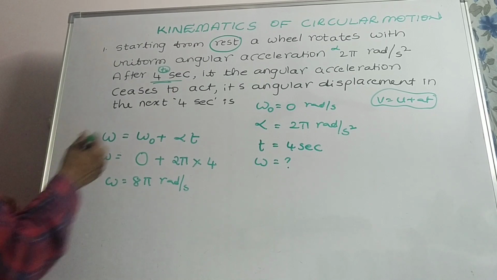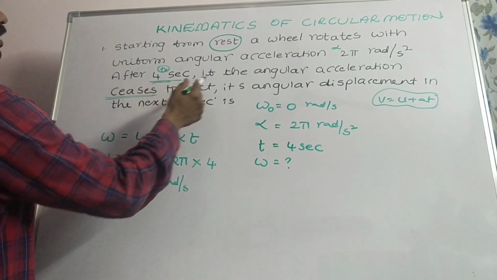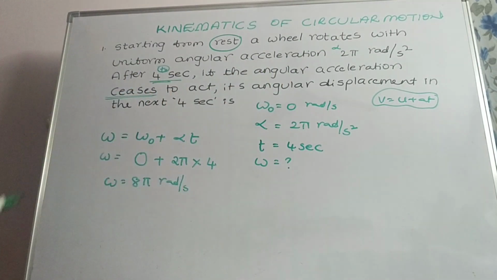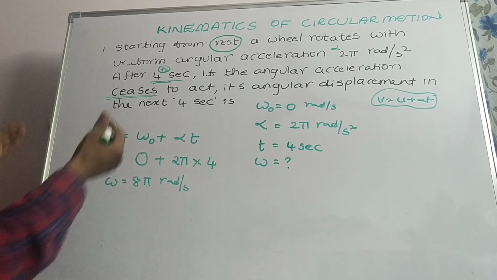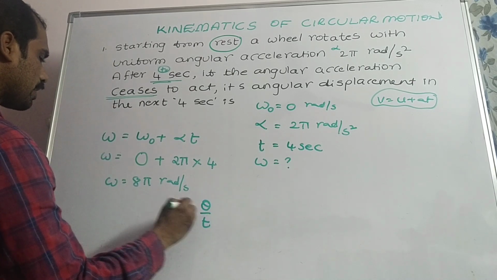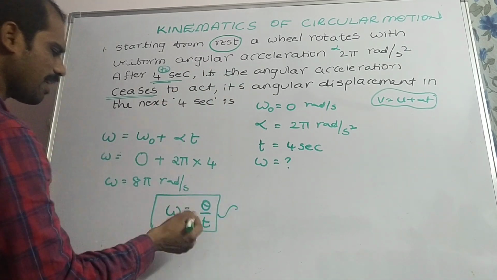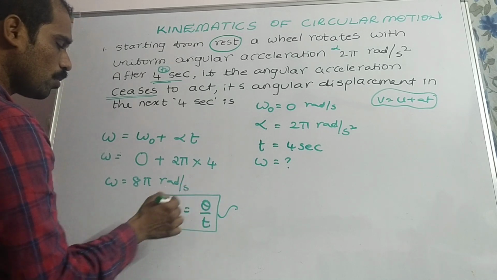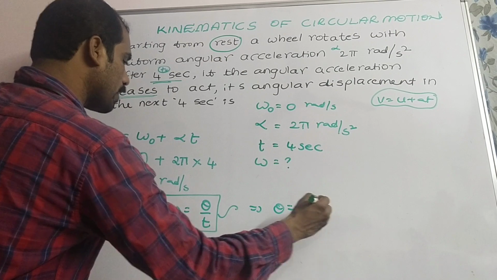Here we have a condition: after the angular acceleration ceases to act, its angular displacement in the next 4 seconds. We know that omega is equal to angular displacement by time. As the angular acceleration ceases to act, we take the expression omega is equal to angular displacement by time taken. That implies theta is equal to omega t.